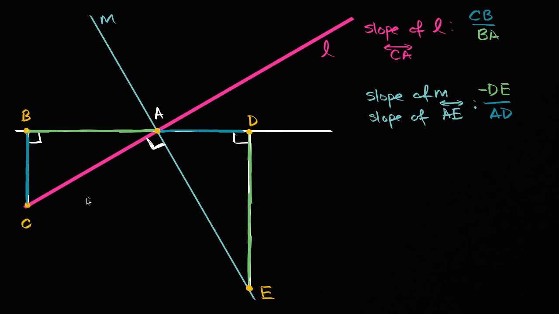So let's show that these two triangles are similar. Let's say that we have this angle right over here, and let's say that angle has measure x, just for kicks. And let's say we have this angle right over here, and that has measure y. Well, we know x plus y plus 90 is equal to 180 because together they are supplementary.